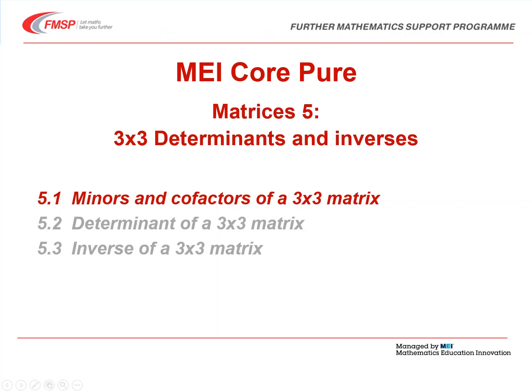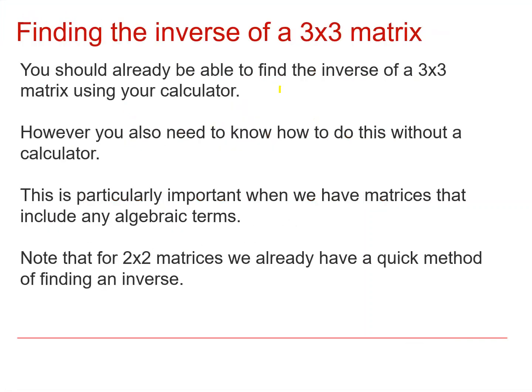This is a video for MEI Core Pure Mathematics, Matrices 5, 3x3 determinants and inverses, 5.1 minors and cofactors of a 3x3 matrix. You should already be able to find the inverse of a 3x3 matrix using your calculator, especially if you've got a matrix that only has numbers in it. However, you also need to know how to do this without a calculator. This is particularly important if you've got a matrix that involves algebraic terms.